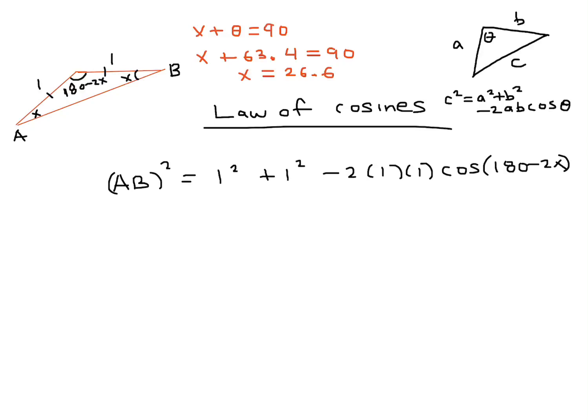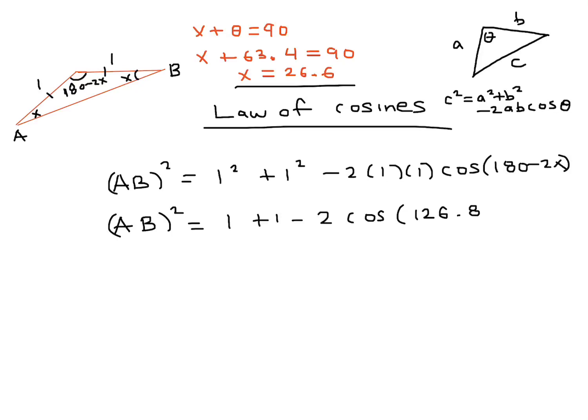So let's see what we have here. AB squared is equal to 1 plus 1 minus 2 cos 180 minus 2x. Well, x is that, so we can fill it in instead of keeping this 180 minus 2x. If x is 26.6, 180 minus 2x will be 126.8 approximately. All right, so now we can just do this. 2 minus 2 cos 126.8.